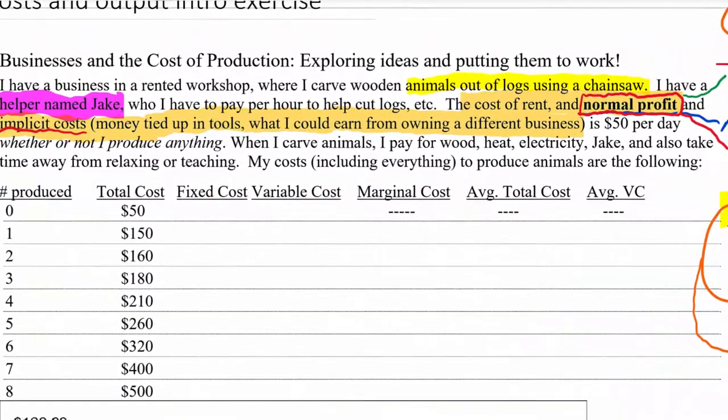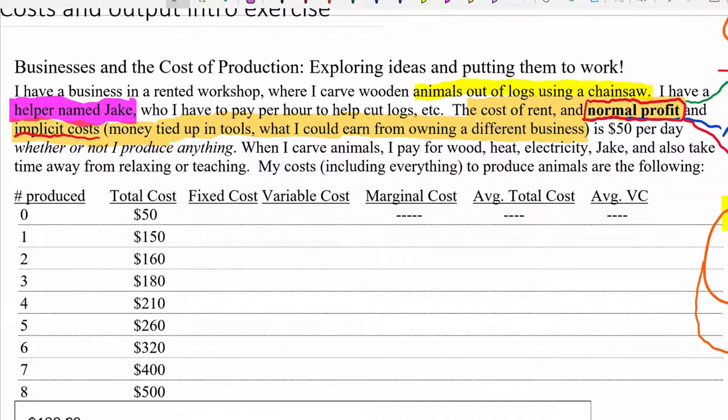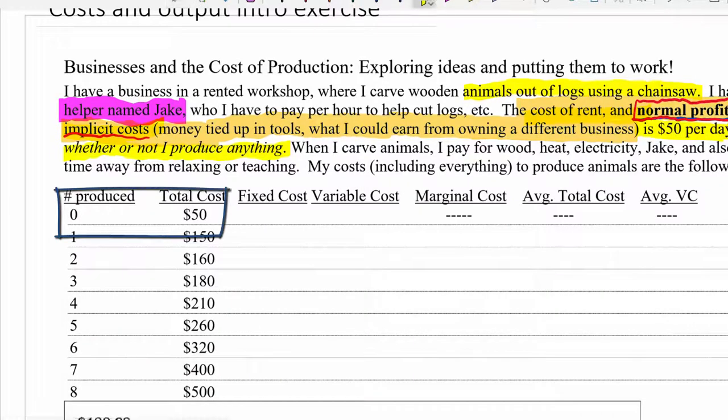All right, let's finally get back to our example here. Now that we've talked about some of those details, the cost of rent and the normal profit and the implicit costs, let's assume that all those amounts of money are $50 per day, and those are costs that I incur whether or not I produce anything at all. That $50 per day is whether or not I produce anything. And we see that cost right here in this table. If I produce 0 units, I still have $50 in total cost.